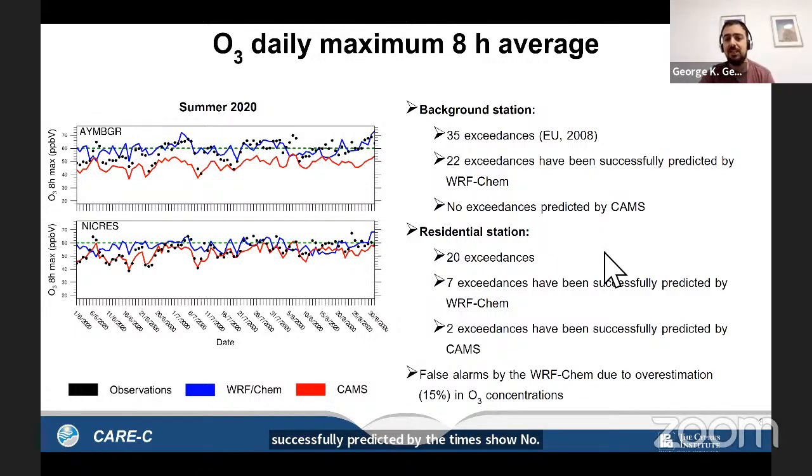At the residential stations, we had 20 exceedances, and seven of them were successfully predicted by WRF, but only 2 by CAMS. Of course, we also had some false alarms by the WRF model, and this is due to the slight overestimation we had in ozone concentration during the summer.